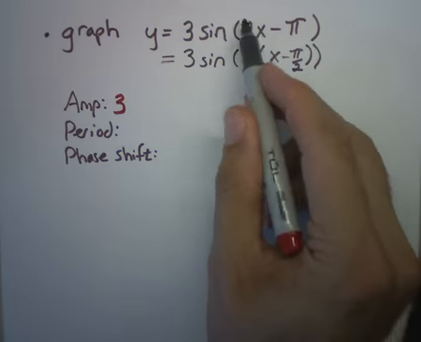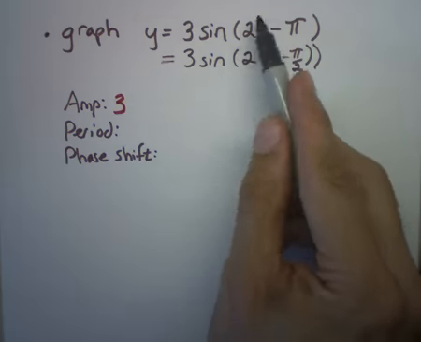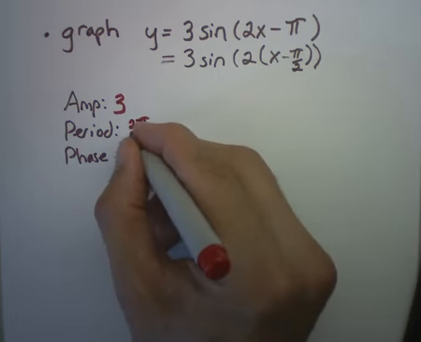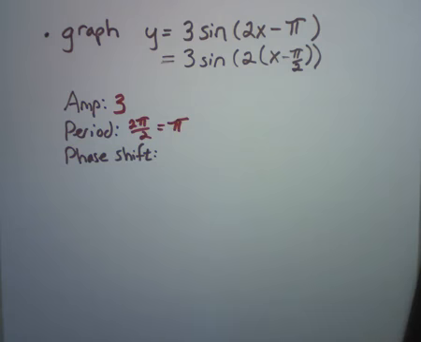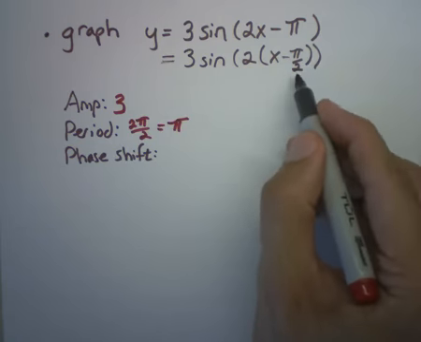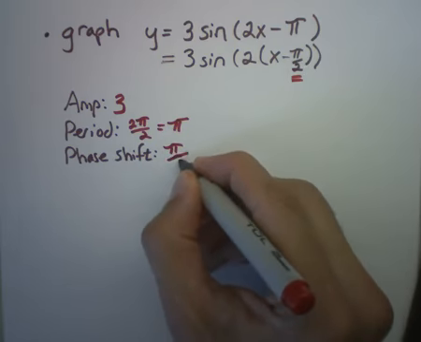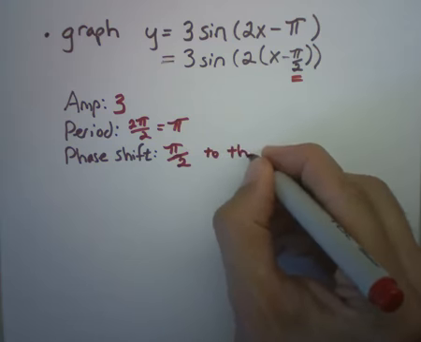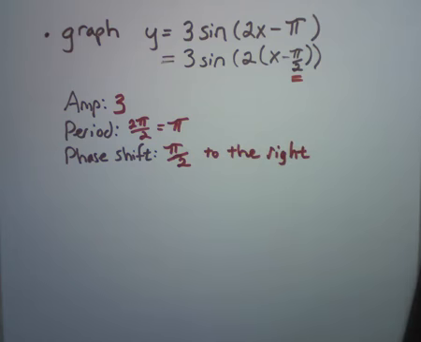The period, keep in mind this number 2 right here. Period is 2 pi divided by omega, 2 pi divided by 2. So the period would just be pi. And then the phase shift, which we can accurately see in this form, the phase shift is pi over 2. And when you just write pi over 2, it's understood that it's to the right, and negative pi over 2 would be to the left. But I'll just make it clear there.